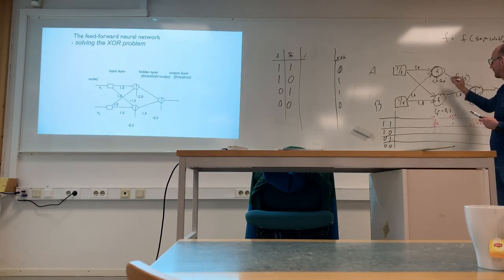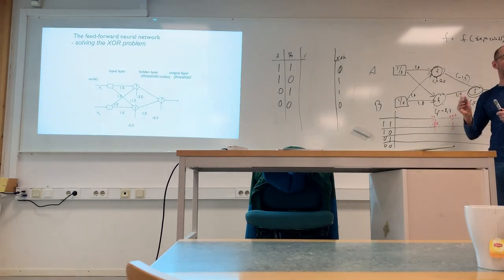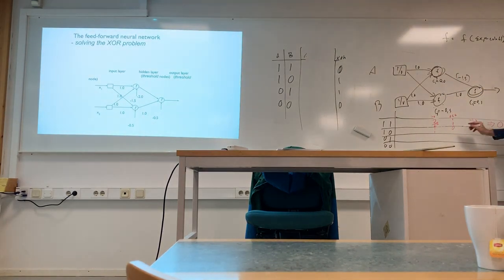Means the output of this one will be 0, because 1 minus 2 is less than 0. But the input of this will still be 1, because 1 minus 0.5 is bigger than 1. And that means the sum here that gives input, so basically you should multiply it by minus 1.5.